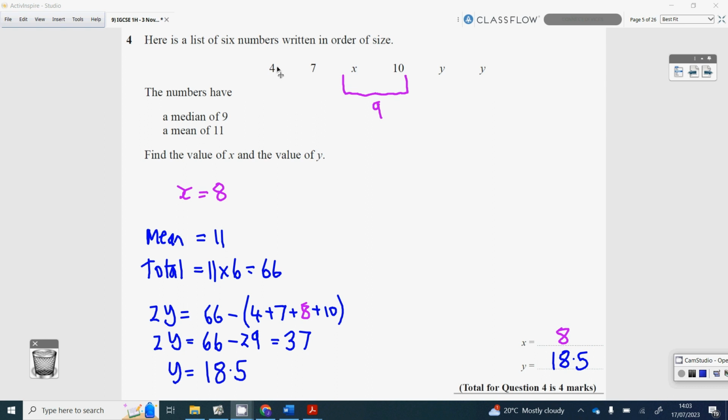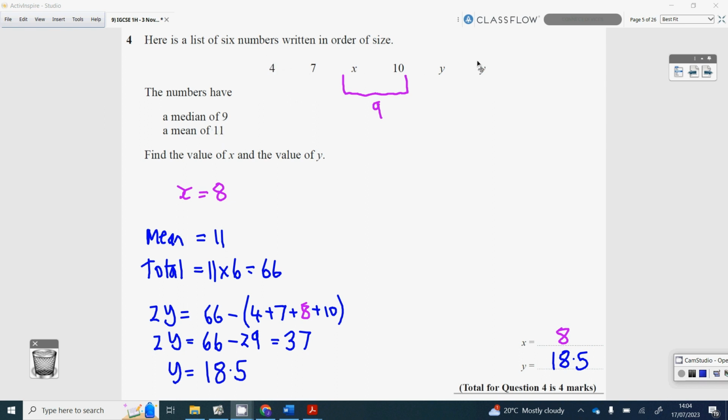So we now know we've got 4, 7, 8 and 10, and we can add those together in a minute. So we're told that the mean is 11. So when you add all 6 numbers together and divide by 6, you get 11. So therefore the total must be 66. 11 sixes is 66, because 66 divided by 6 would give me my mean of 11.